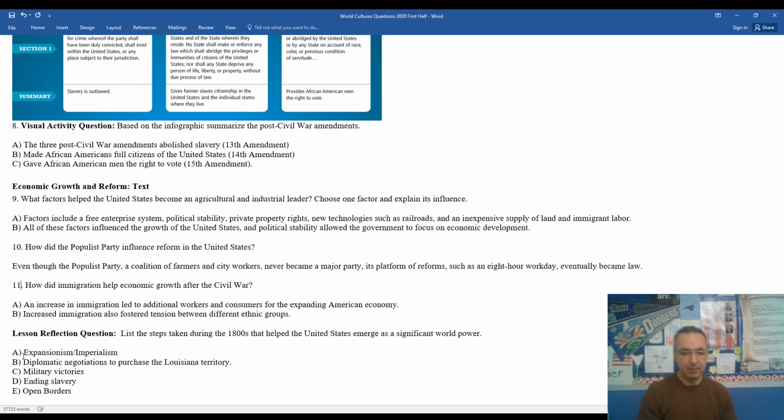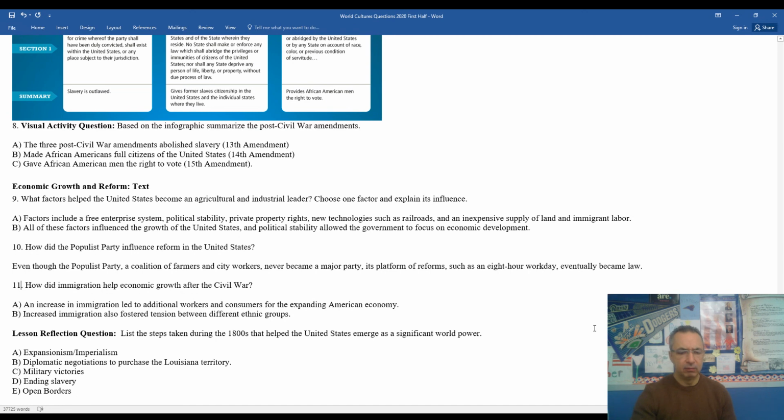11, how did immigration help economic growth after the Civil War? An increase in immigration led to additional workers and consumers expanding the American economy. Increased immigration also fostered tension between different ethnic groups.